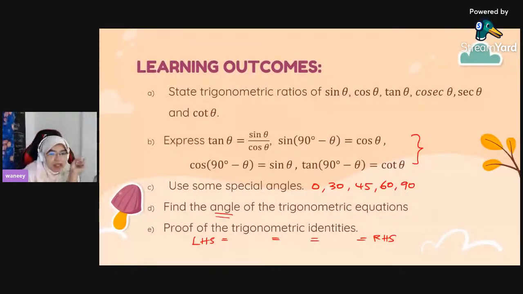That means you cannot do left hand side equal to right hand side and keep on moving them like this until you see 1 equal to 1 and then you say they are equal. Cannot. So for the proving part, you must start from the left to the right or right to the left. It must be one way.